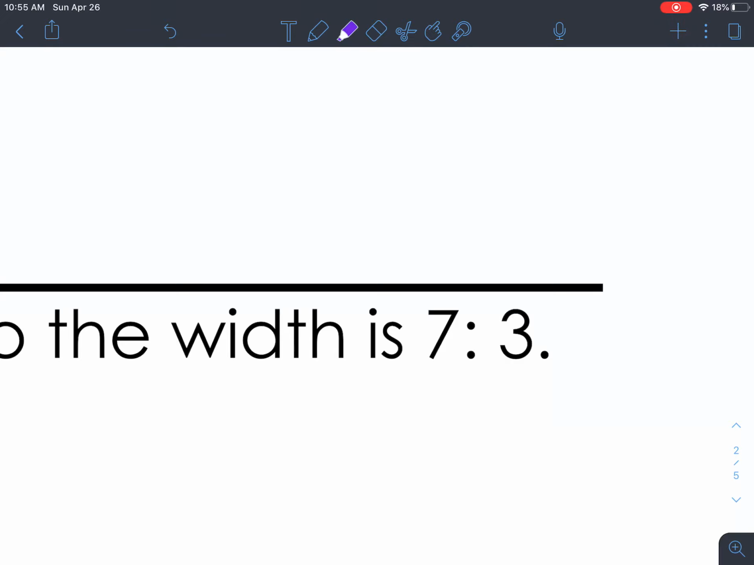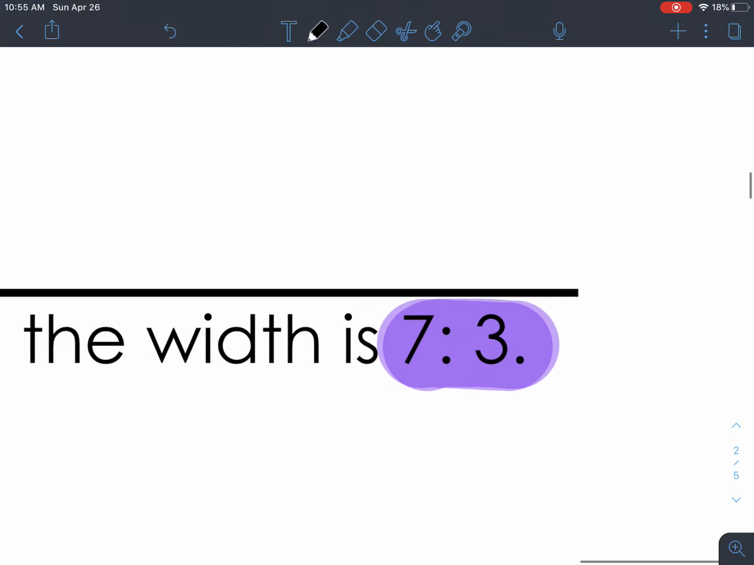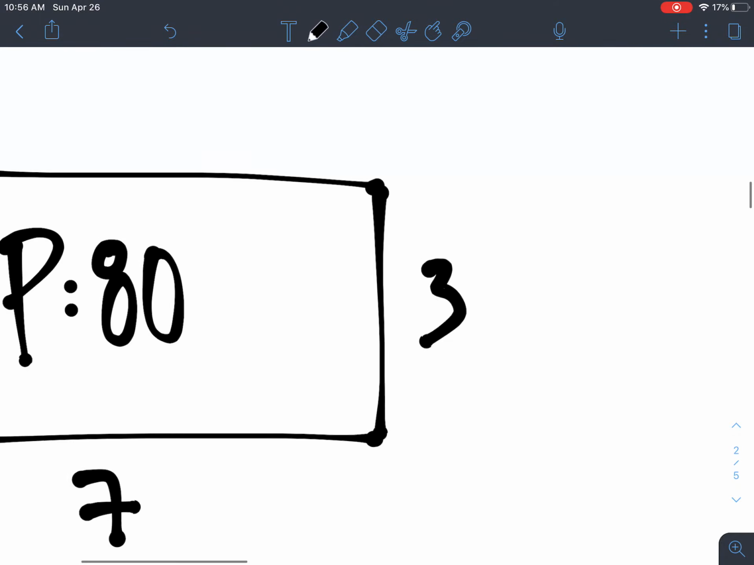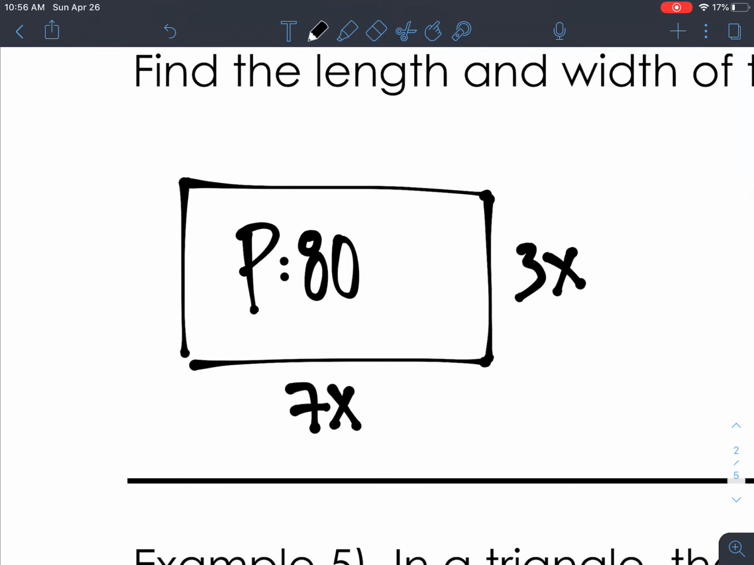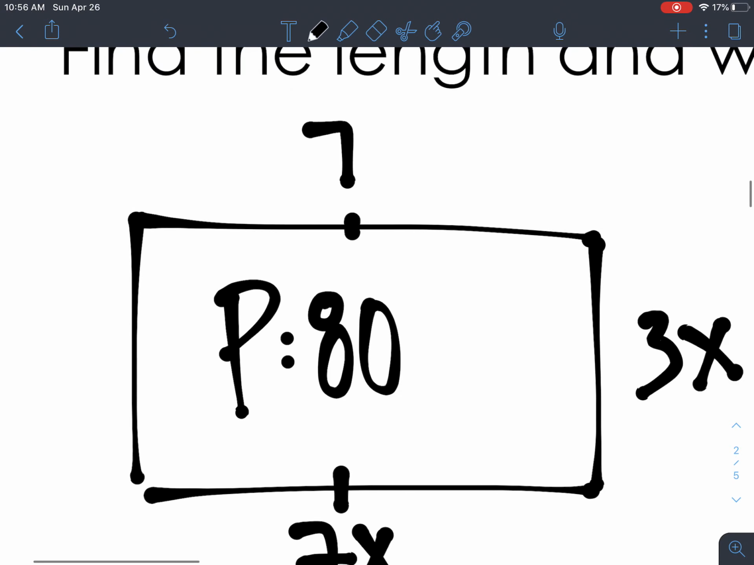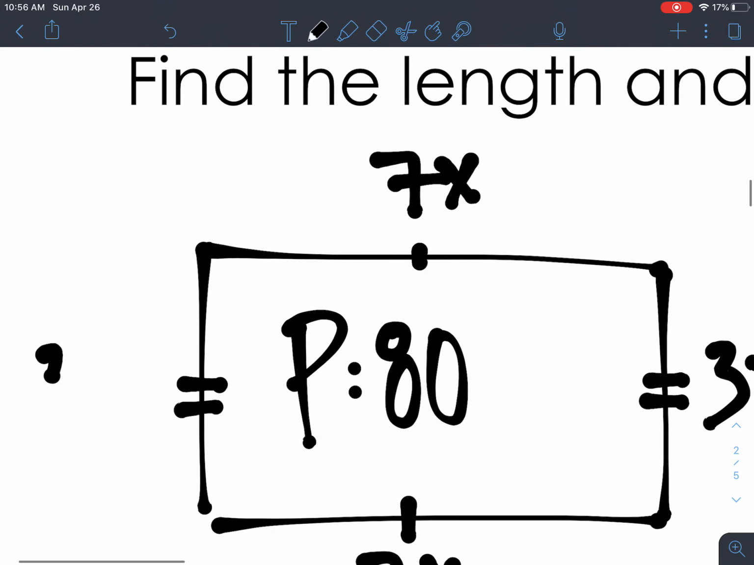So when we got this ratio of 7 to 3, what they had previously done is they had divided something out of both those numbers, right? We don't know what those numbers are that they divided out. So what we're going to do is tuck an x behind each of those to represent the number that they divided out of the actual length and the actual width. So if this is 7x down here, because it's a rectangle, this also has to be 7x. And if this is 3x over here, this also has to be 3x.